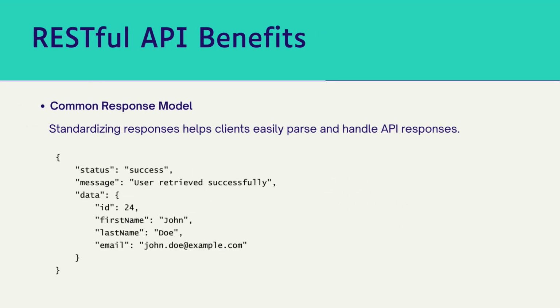And standardizing responses helps clients easily parse and handle API responses. A common response model defines a standard structure for API responses, promoting consistency. This typically includes a status, a message, and the data payload. For example, this response is in a success status. The message says user retrieved successfully, and we have data, the user data. This is possibly a get user request to the server.